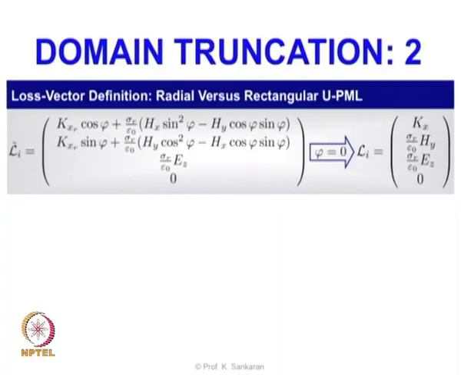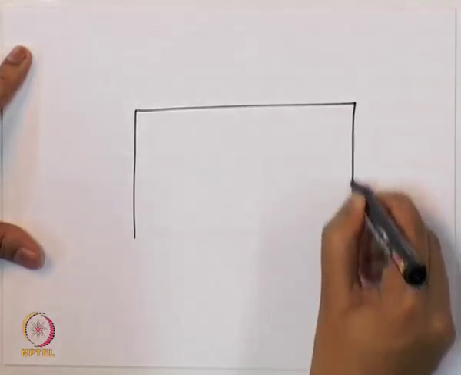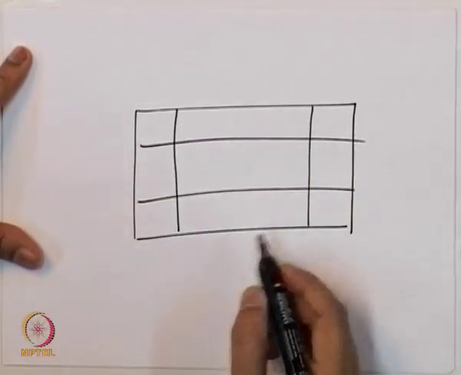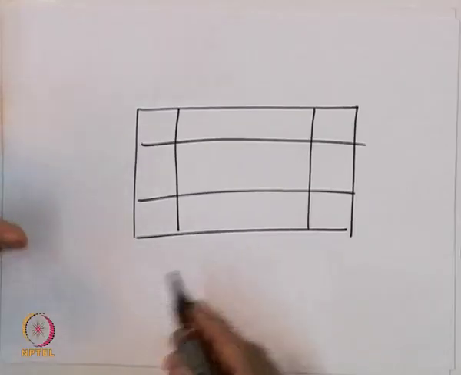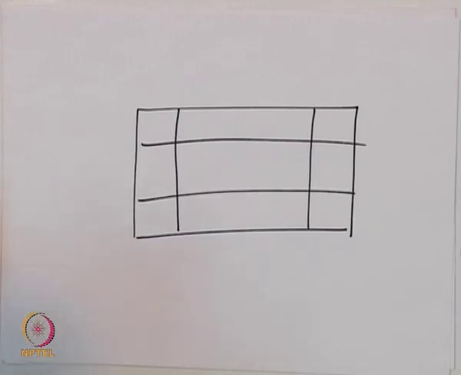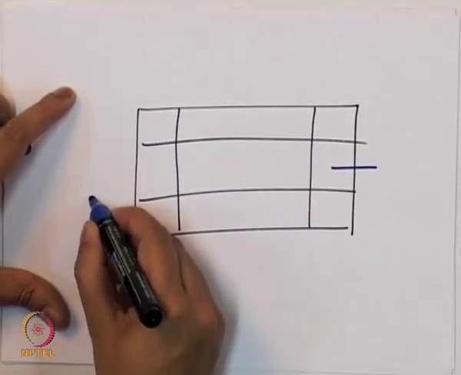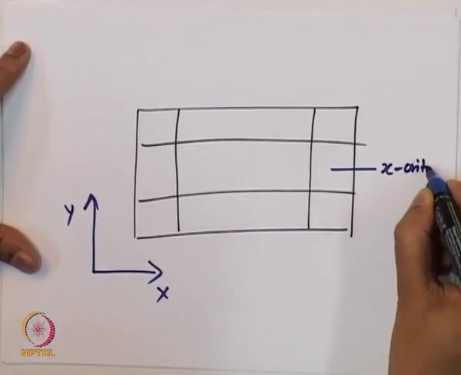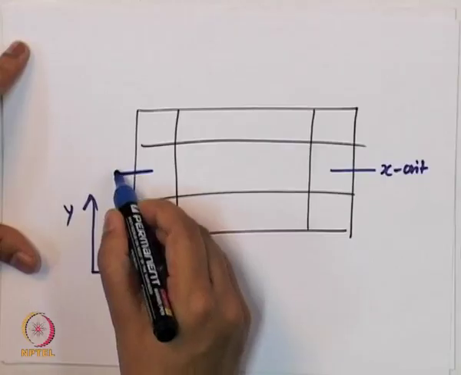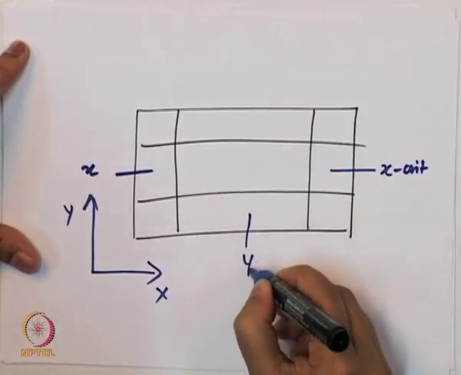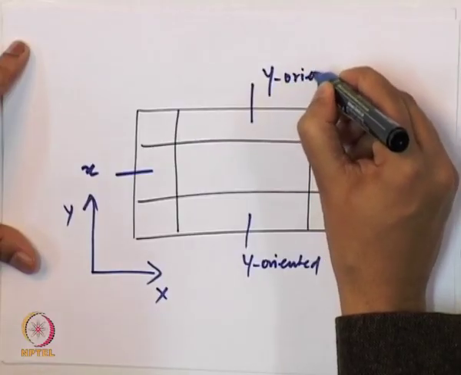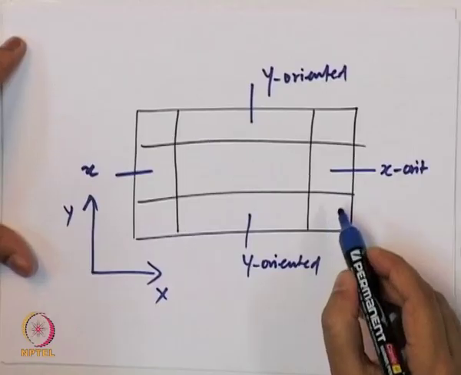So in the case of the Bérenger PML, which is the split case, we saw this also in our earlier lectures on the finite difference method and finite element method. Let's say this is x and y, so this will be x oriented, this will also be x oriented, this will be y oriented, this will also be y oriented, but these corners are special cases.